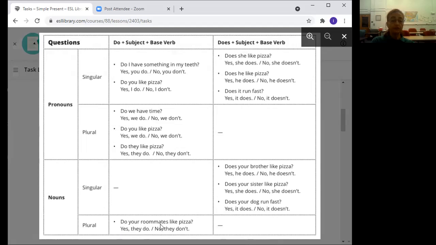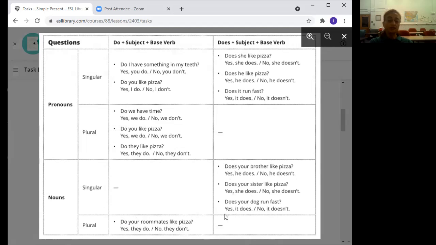Do your roommates like pizza? Roommates is plural, so you use do for a helping verb, and it will be yes, they do, no, they don't. If you have a singular noun, then you use does. Does your brother like pizza? Yes, he does. No, he doesn't. Does your sister like pizza? Yes, she does. No, she doesn't.